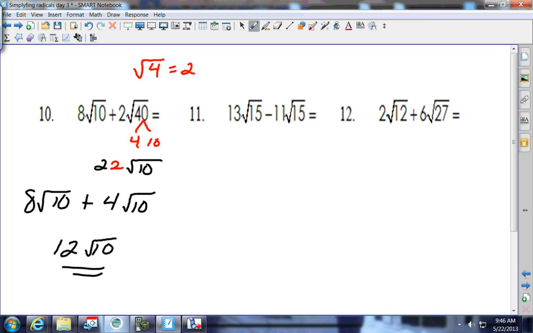11 should be easy. It has square root of 15, square root of 15. So this is 13 minus 11. 2 square root of 15. That's your answer.